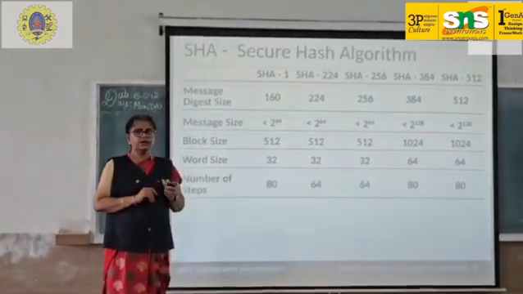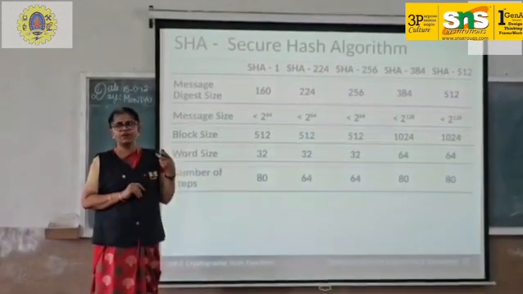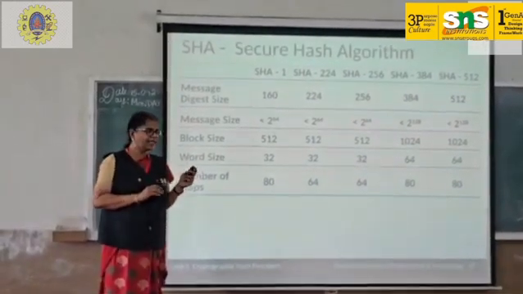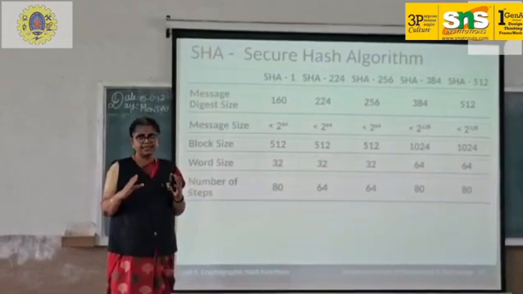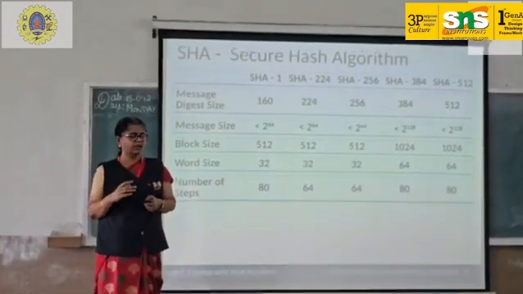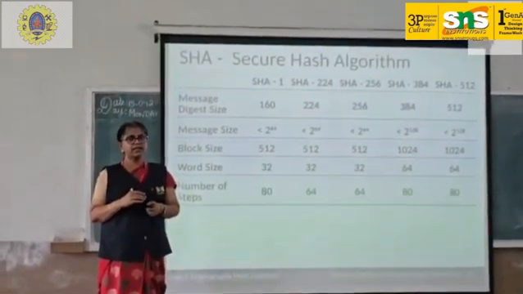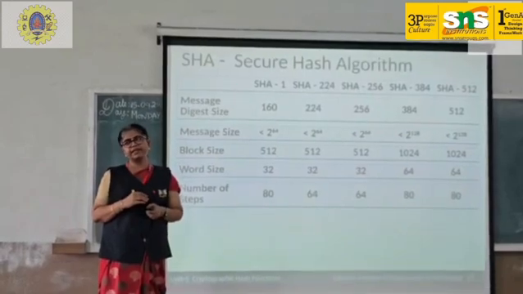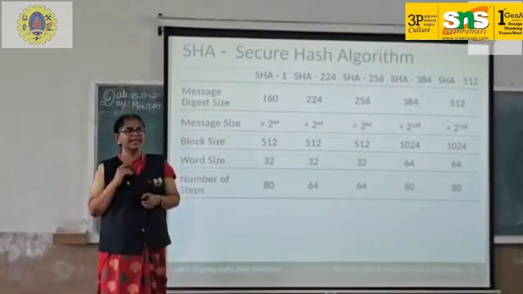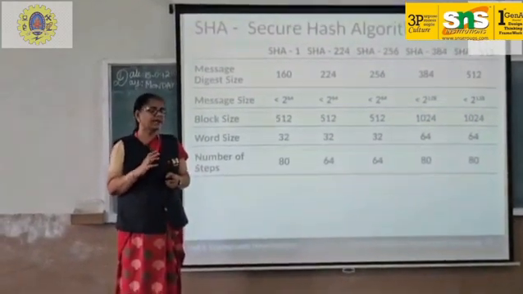Here also the input may be of any length, any number of bits. The output we call a digest, and the digest is of fixed length. In MD5, the output digest is 128 bits. In SHA, it is 512 bits.